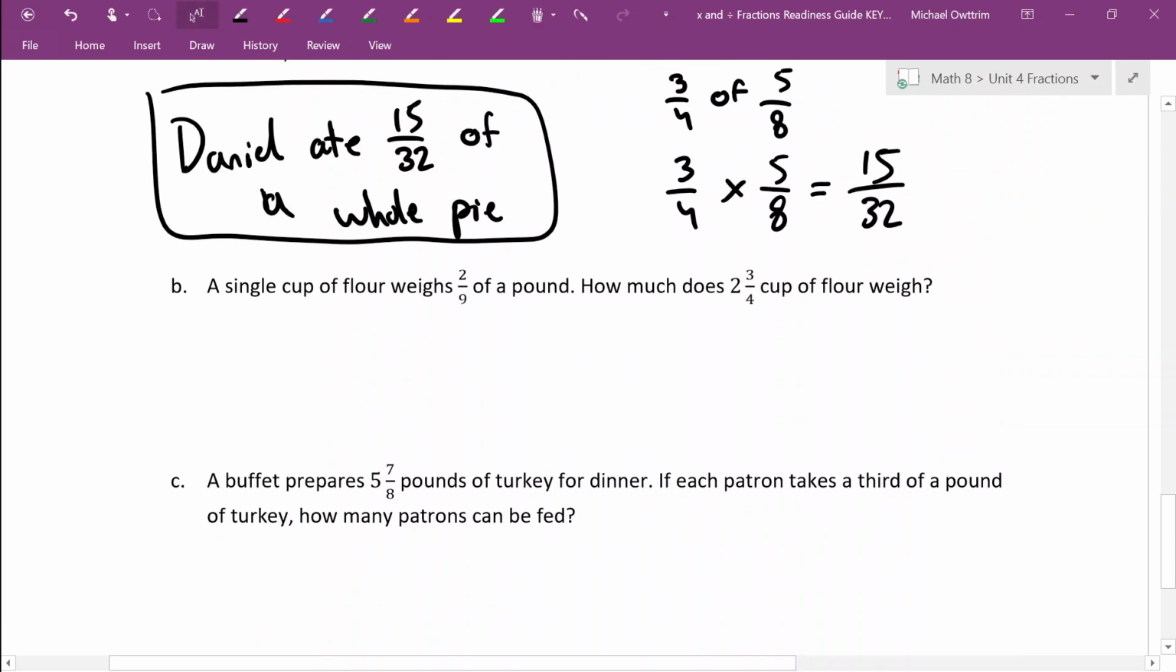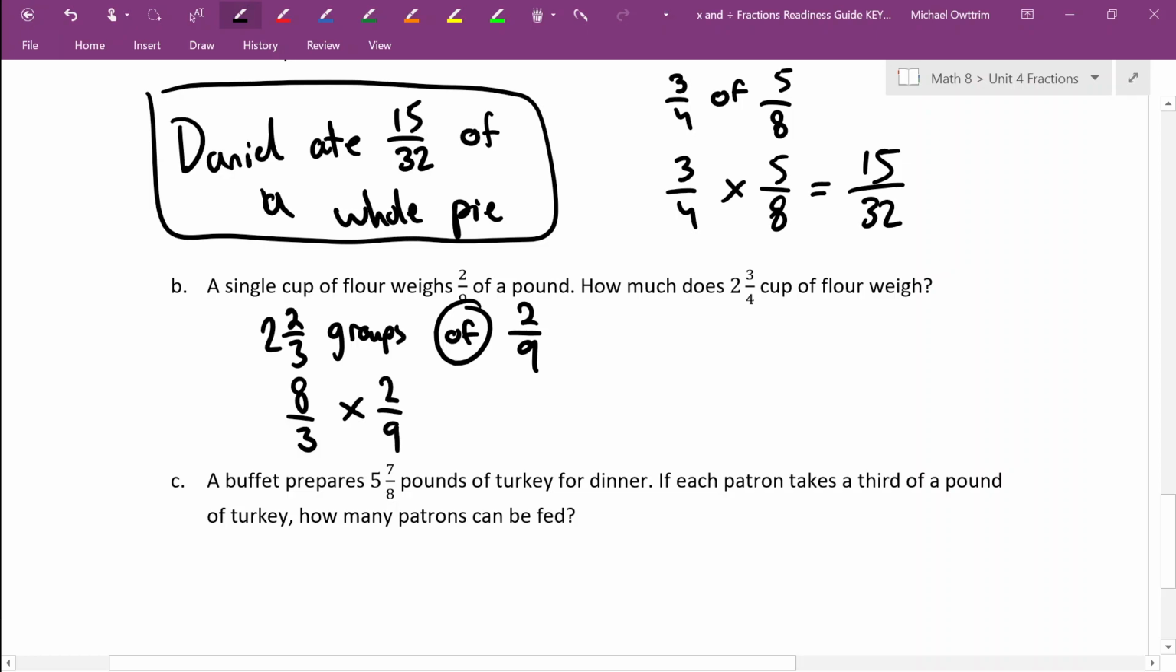A single cup of flour weighs 2/9 of a pound. How much does 2 2/3 cups of flour weigh? So we have 2 2/3 groups, and each group is 2/9 of a pound. And again, this is going to be a multiplying question because of that "of." So let's convert our mixed number to improper. 2 times 3 is 6, plus 2 is 8/3, times our 2/9. 8 times 2 is 16, 3 times 9 is 27.